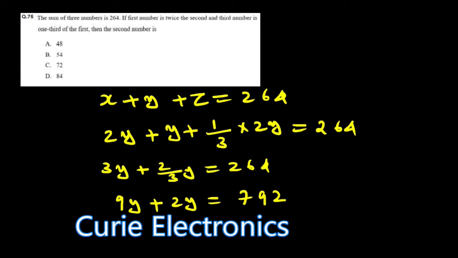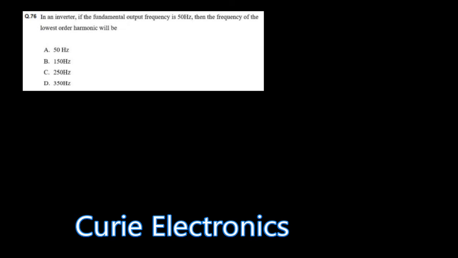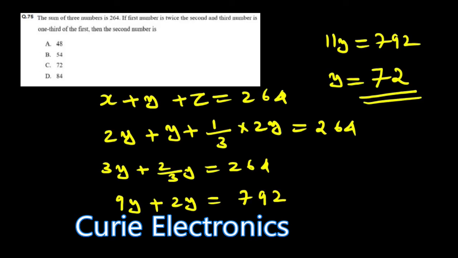Now 11y equal to 792. What is y? y equal to 792 upon 11. It comes to 72. The answer is 72. Let me tick the answer. It is 72.